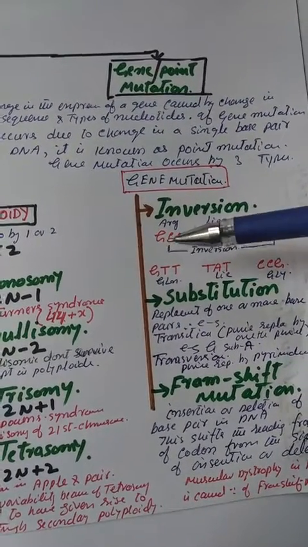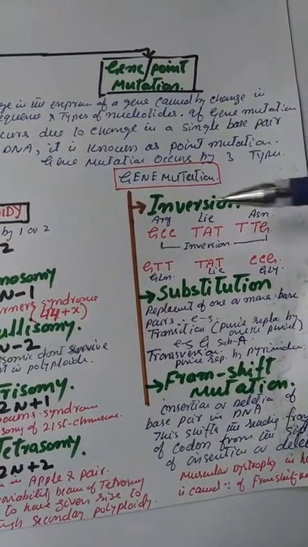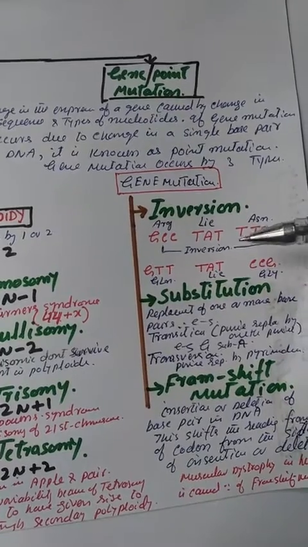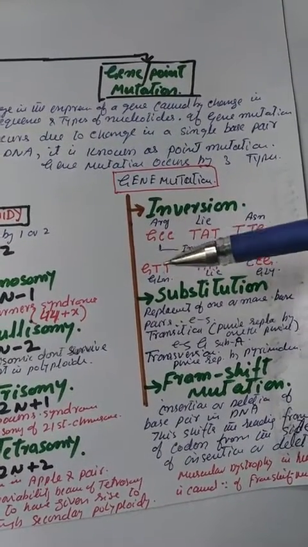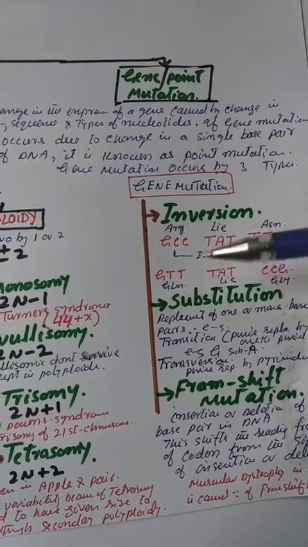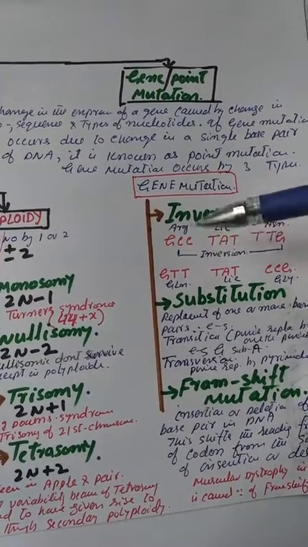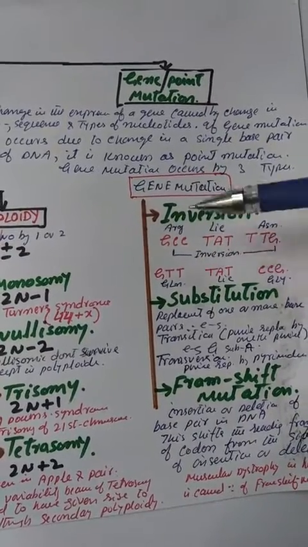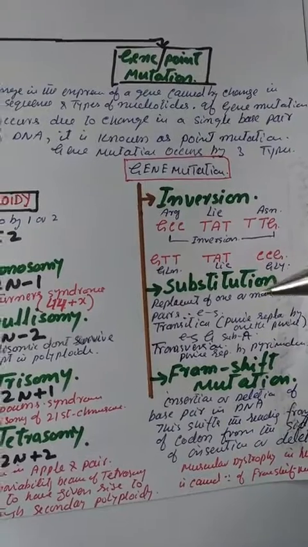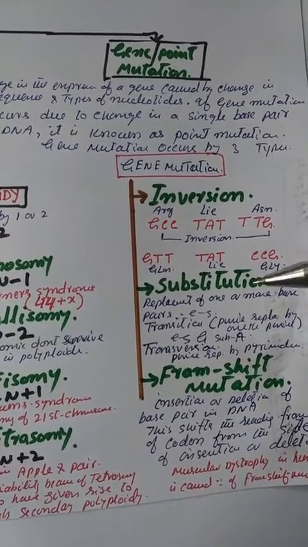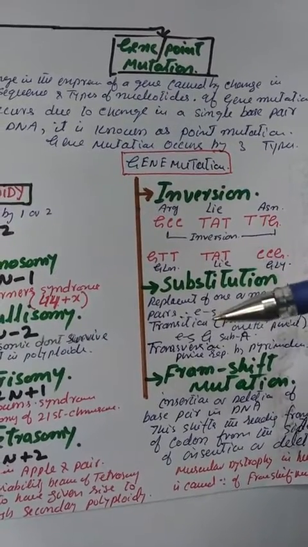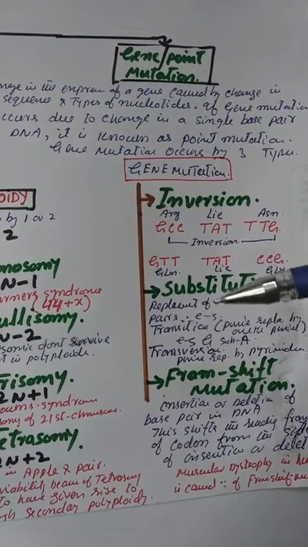For example, GCC and TTG, when inverted, form GTT and CCG instead of TTG and GCC. So different codons code for different amino acids. Thus, they manipulate the genetic information. The second type of gene mutation is substitution. Here, the replacement of one or more base pairs occurs. For example, it occurs by transition.